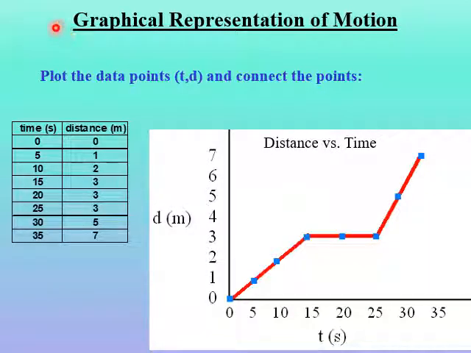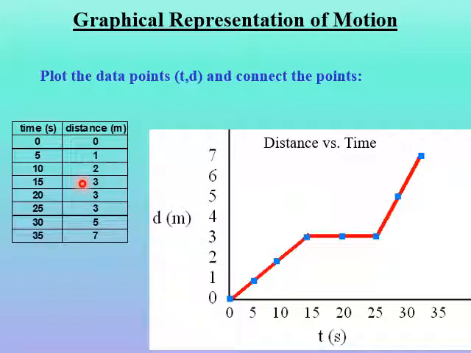So let's go ahead and make a graph of these points. So what we show over here is a table showing her position or her distance in meters at each 5-second interval. So for example, we know that at time 0, she started at the origin, so her distance was 0. After 5 seconds, remember, she had walked to 1 meter. After 10 seconds, she had reached 2 meters. And after 15 seconds, she had reached 3 meters.